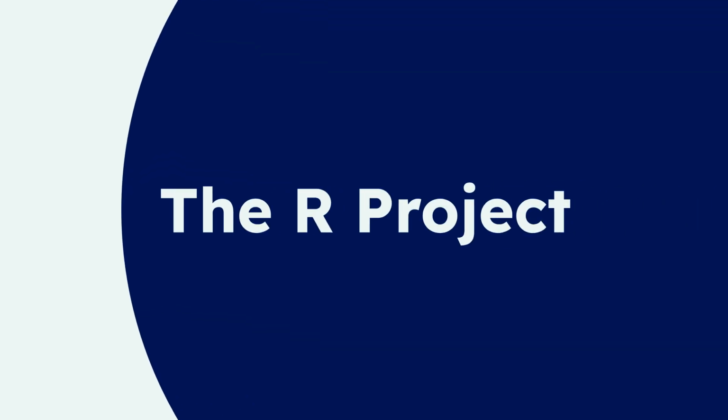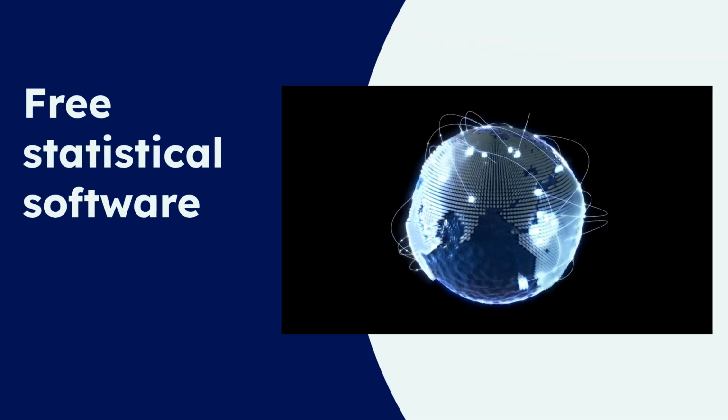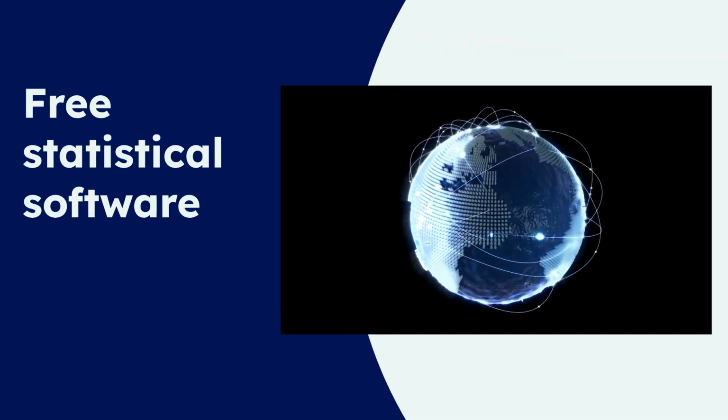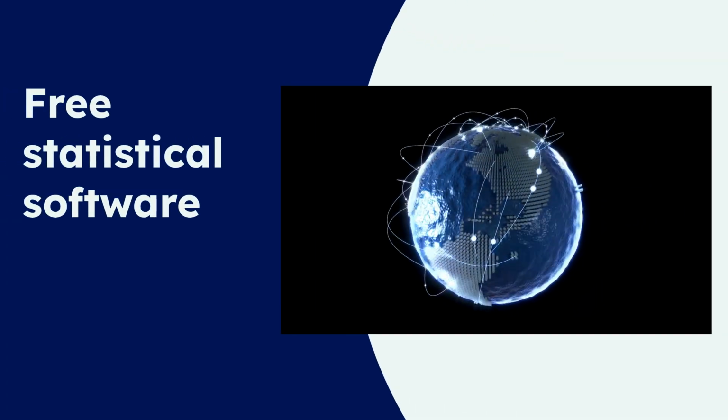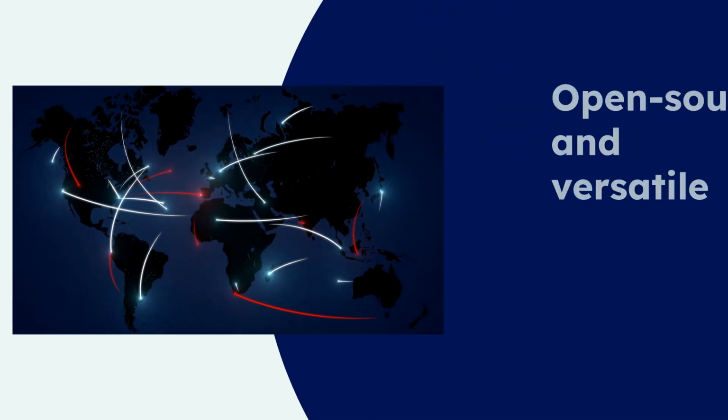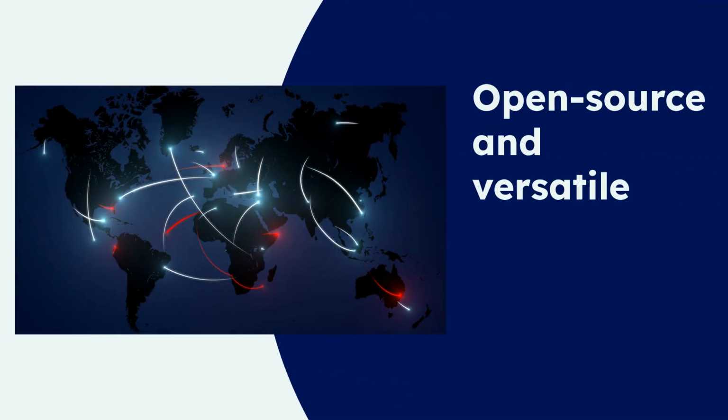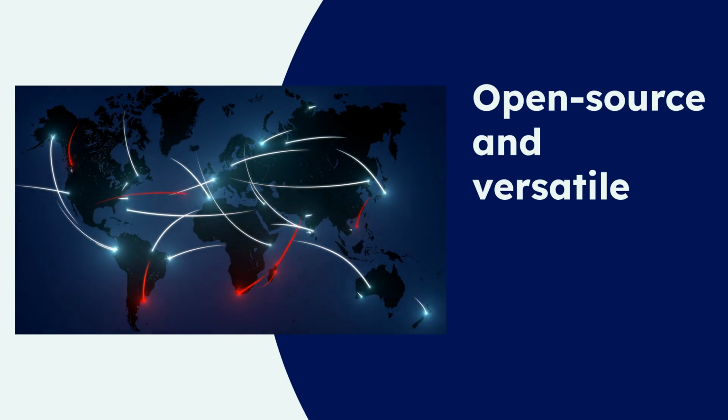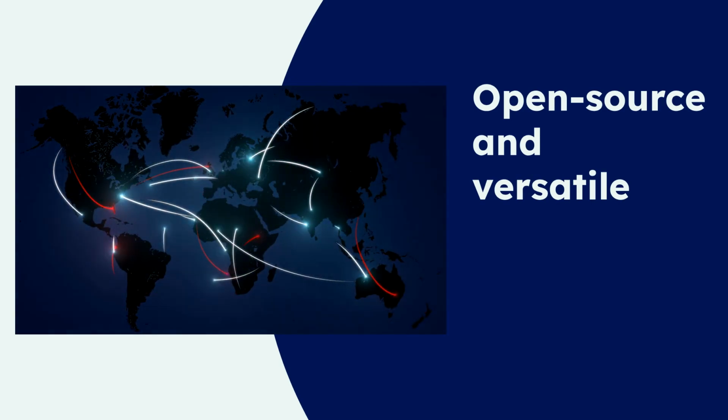Now, let's shift our focus to the R Project, the core engine behind R Markdown's power. R is the free software environment for statistical computing and graphics, a vital tool for data scientists globally. It's open source, highly versatile, and compiles and runs efficiently on various operating systems, including Unix, Windows, and Mac OS.